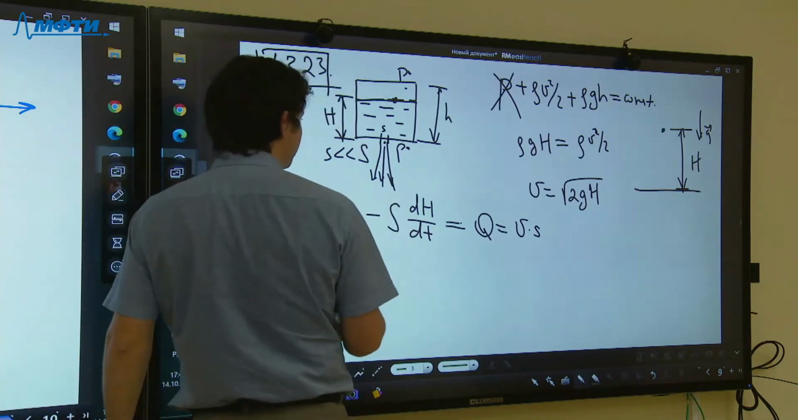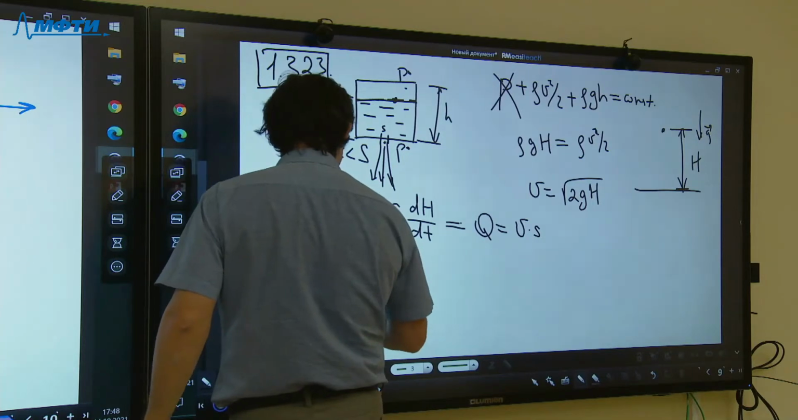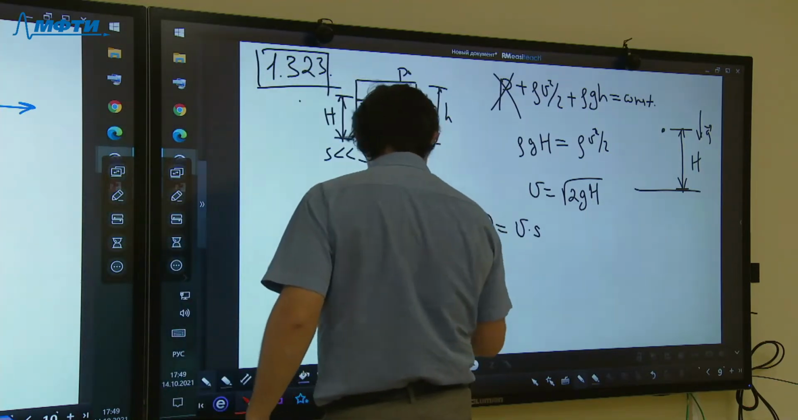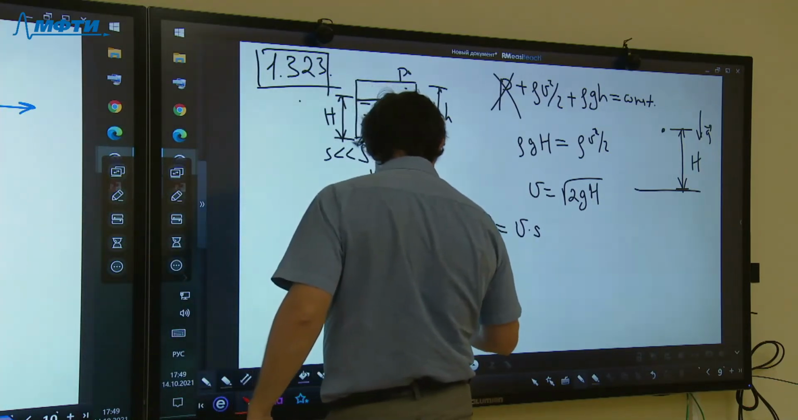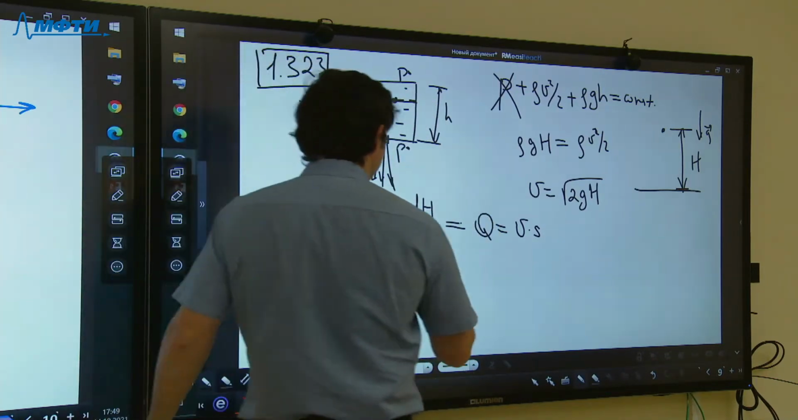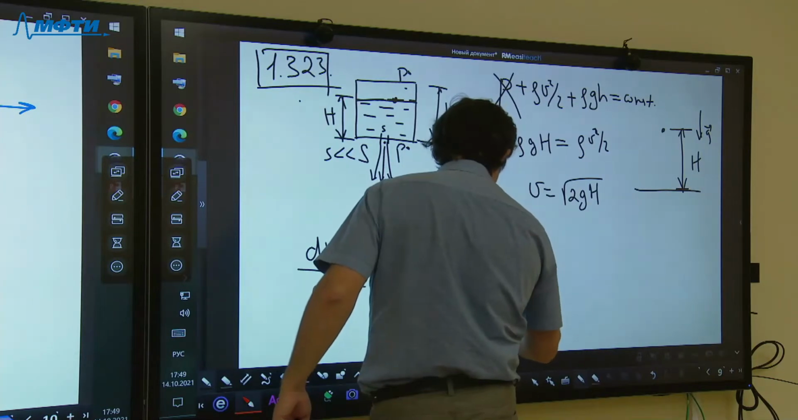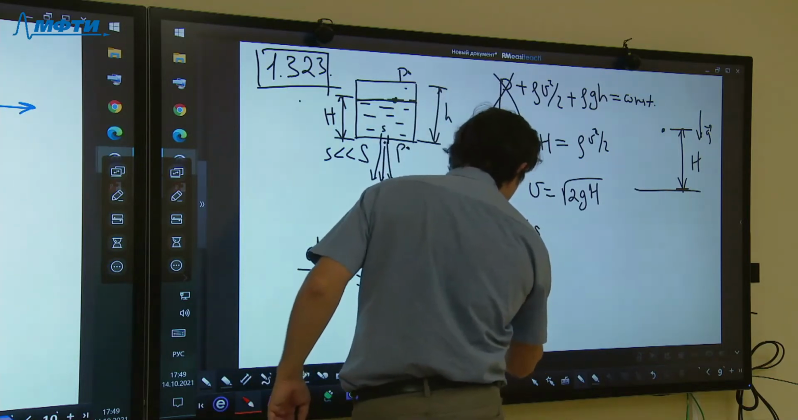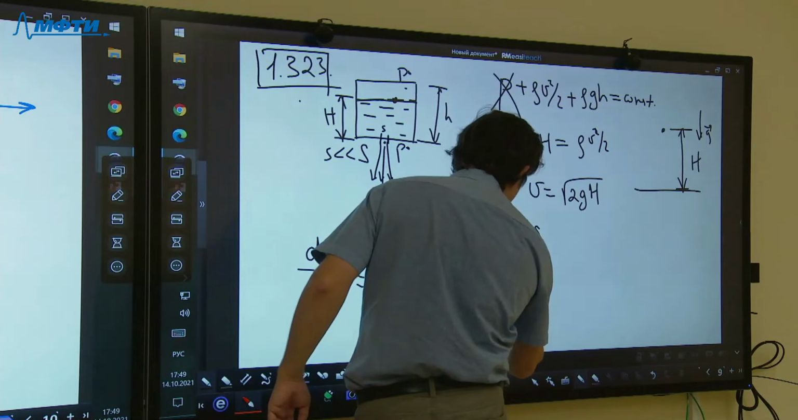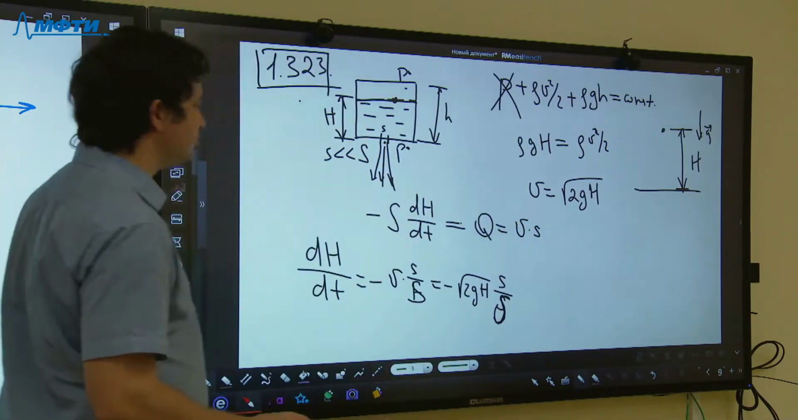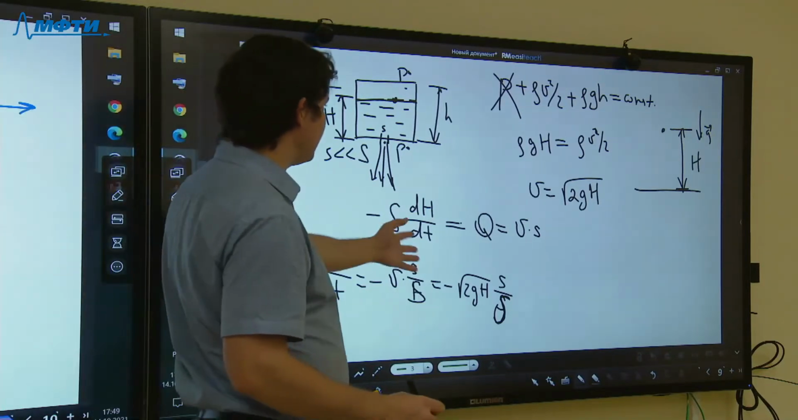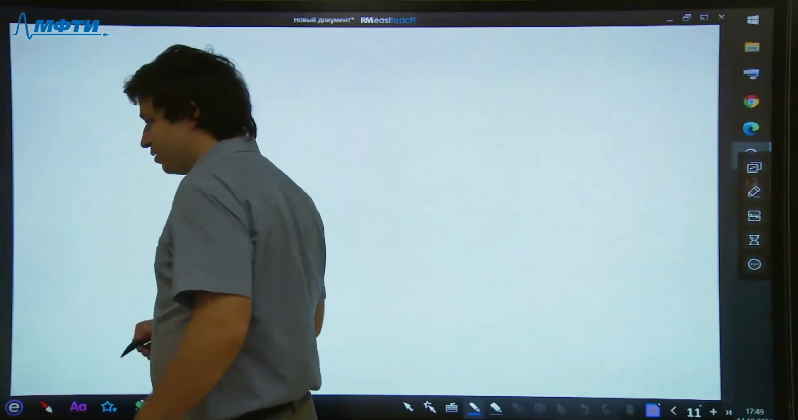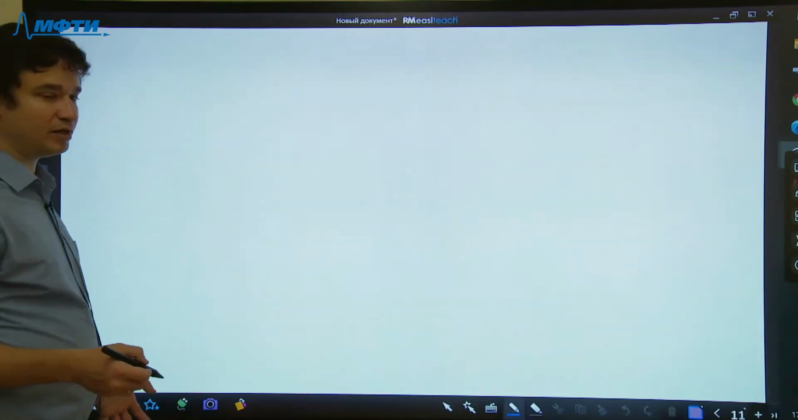And now I have the differential equation which describes the evolution of the level of the liquid. dH over dt is minus v times small s over the capital S. So this is minus root of 2gh times the ratio of small s to capital S. Okay, so now I have again the equation which can be solved by a variable separation method. It is applied in almost every problem I am doing now.